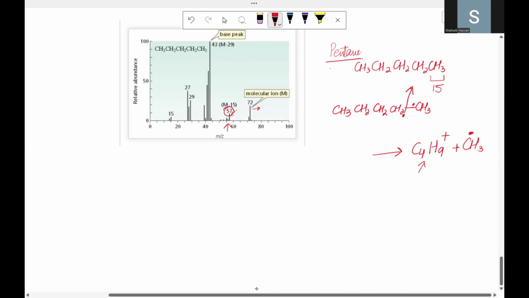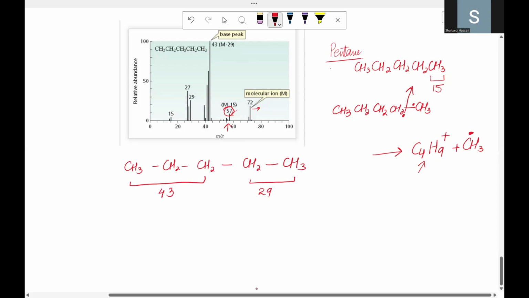Moving further towards the base peak, how does this base peak actually come? So let's see CH3, CH2, then CH2, then we have CH2 and CH3. So this part has a molecular mass of 29 and this part has a molecular mass of 43.